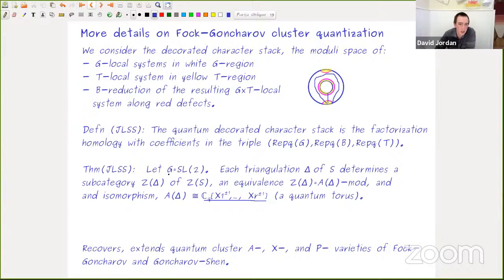Now, at the moment, this is for the group G equals SL2, but we plan to extend it. I think that the topological picture is essentially the same, and as people who work in clusters will know, the tori that you get and the mutations that you get are more complicated for general groups. So to pin down the topology, we started with G as SL2.